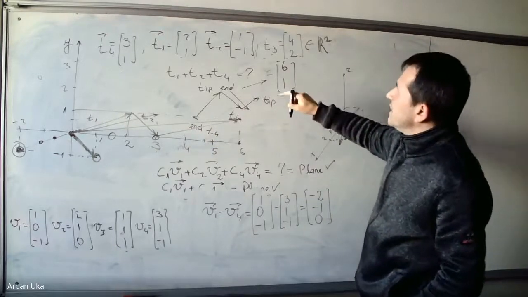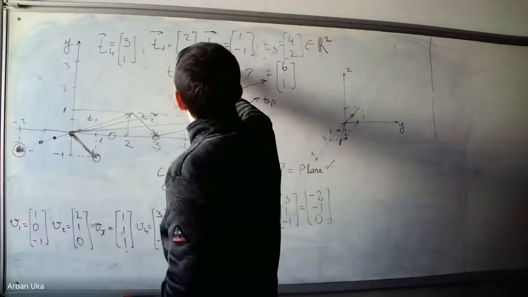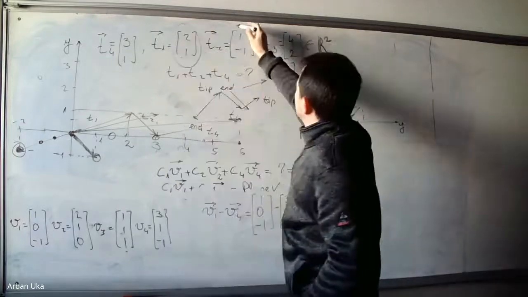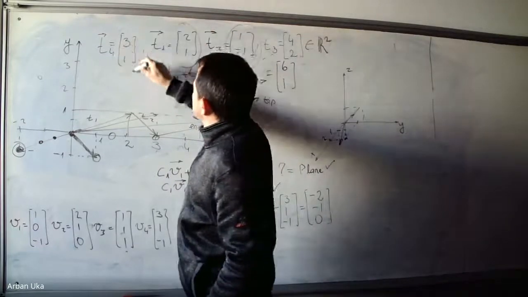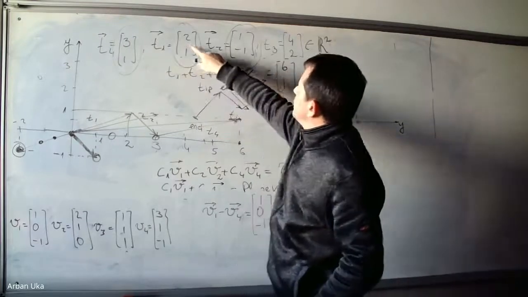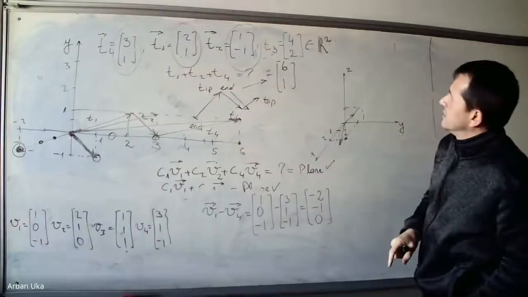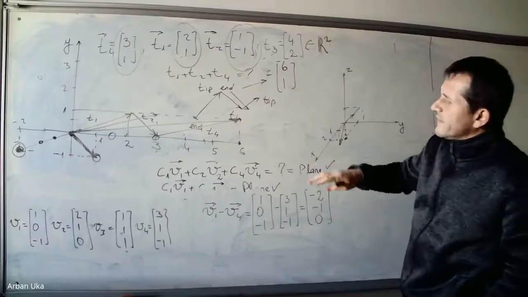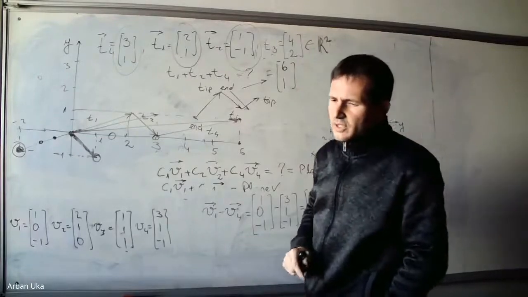In fact, if we add T1, T2, and T4, which is this, and this, let's see if that is true. We have here 3 plus 2, 5. It's true, right? Yes. Okay, it is true. Good. So this is also how we do the addition of the vectors.